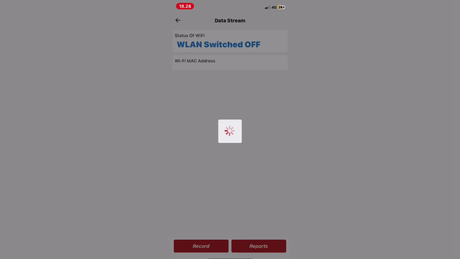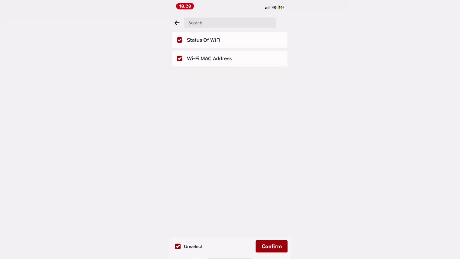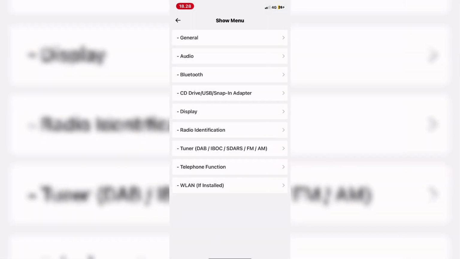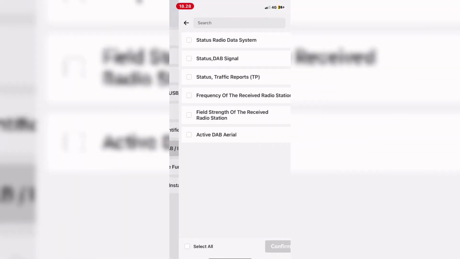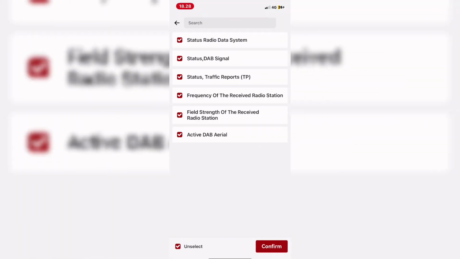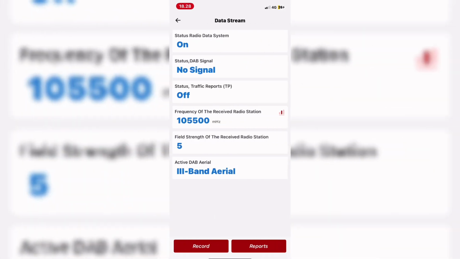WLAN switched off. I think it's switched off because I have to subscribe to that. But what's good is you can look at stuff like field strength. You can look at the field strength and the frequency, field strength 5.